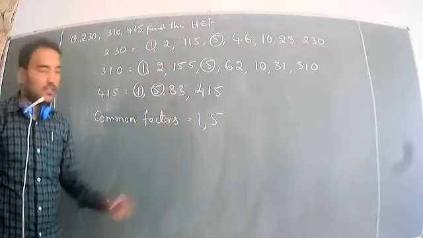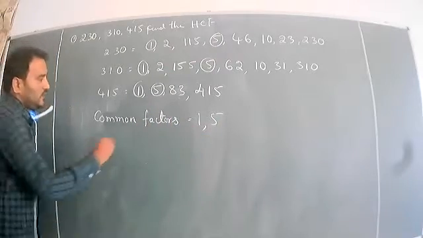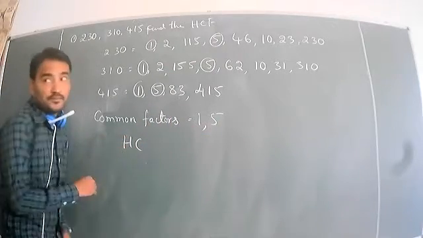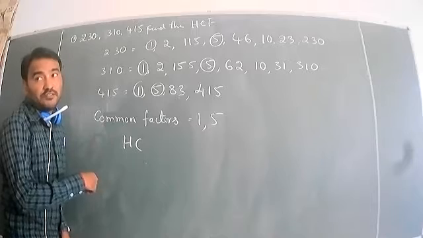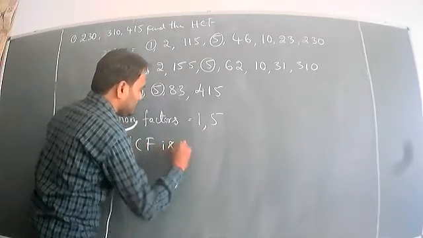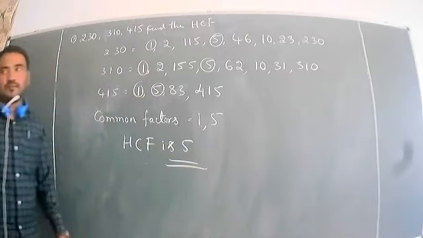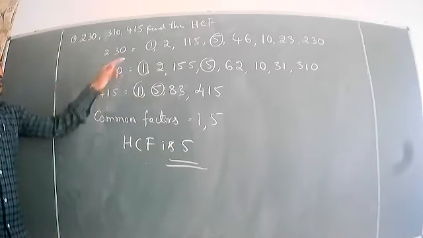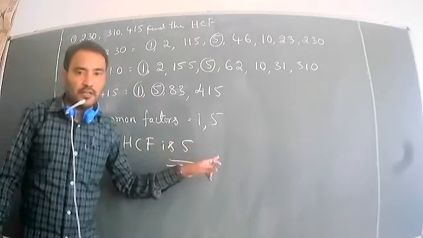Which one is greater here? Of the common factors, which one is greater? 1 or 5? HCF is 5. Okay, so take the common factors and then find out the HCF.